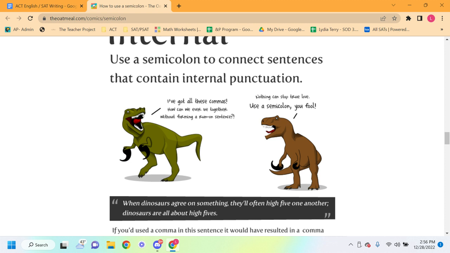Now, when the Oatmeal writes, or most people write, they're not trying to trick you. They want you to understand them. That's usually what we do when we write, is we want people to understand. But the ACT and the SAT don't want you to understand. They want to trick you. So they'll oftentimes use a comma instead.